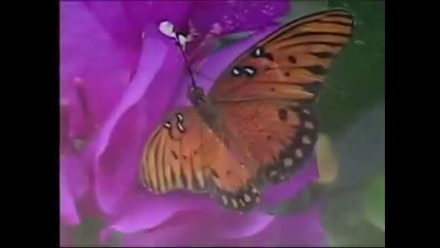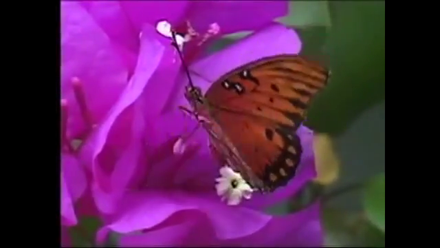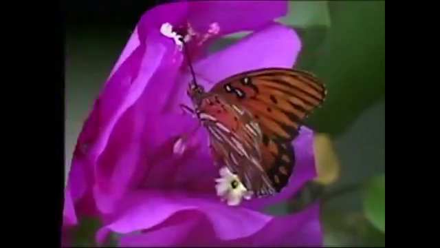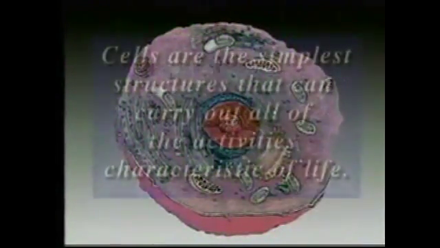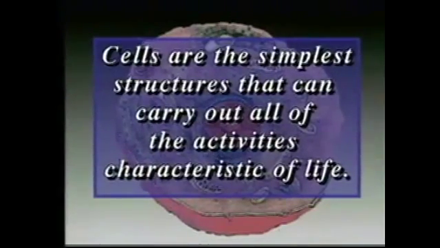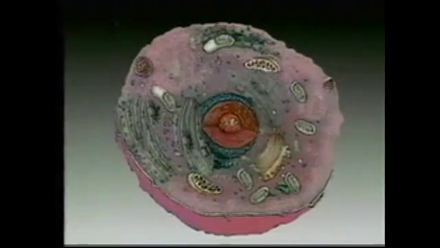All living things, from simple pond-dwelling creatures like these to complex animals and plants, are made from the same building blocks called cells. Cells are defined as the simplest structures that can carry out all of the activities characteristic of life. That is, can reproduce, grow and develop, respond to their surroundings, and so on.